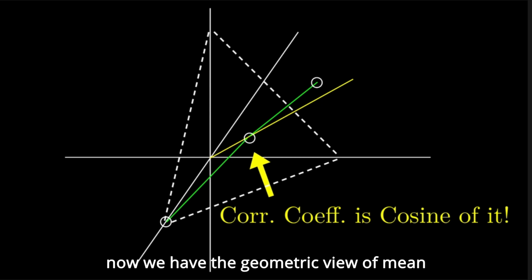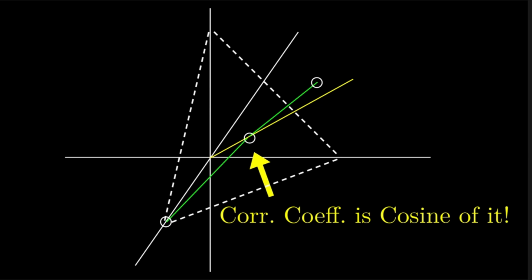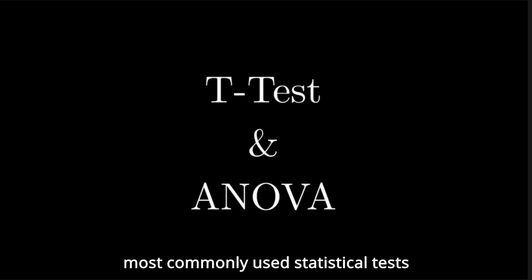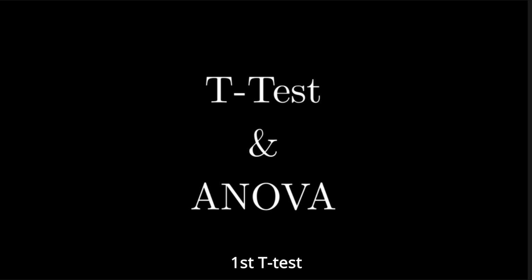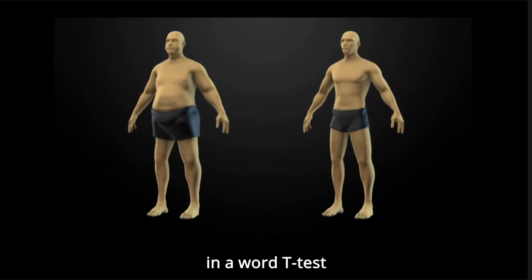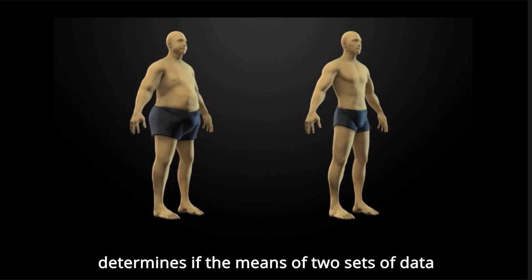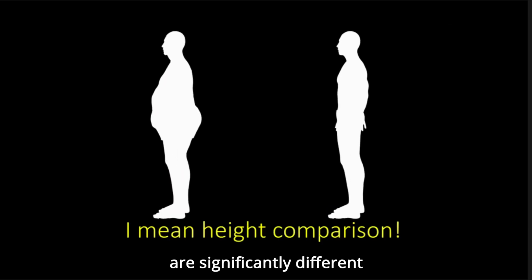Now we have the geometric view of mean, standard deviation, and the variances. It's time to play with them and develop our geometric view of some of the most commonly used statistical tests. First, t-test. In a word, t-test determines if the means of two sets of data are significantly different.